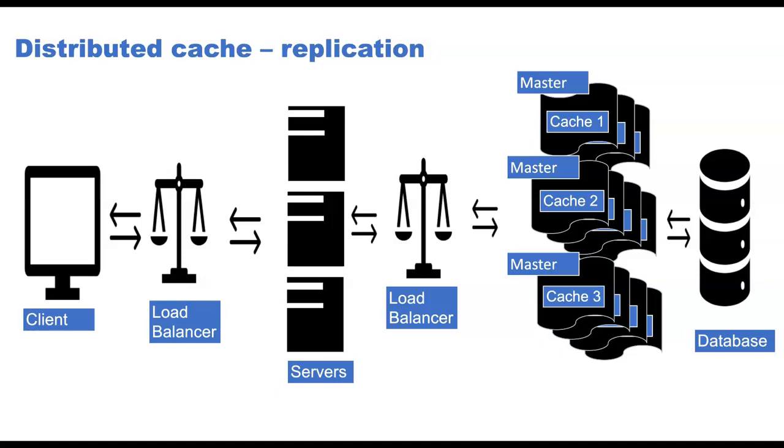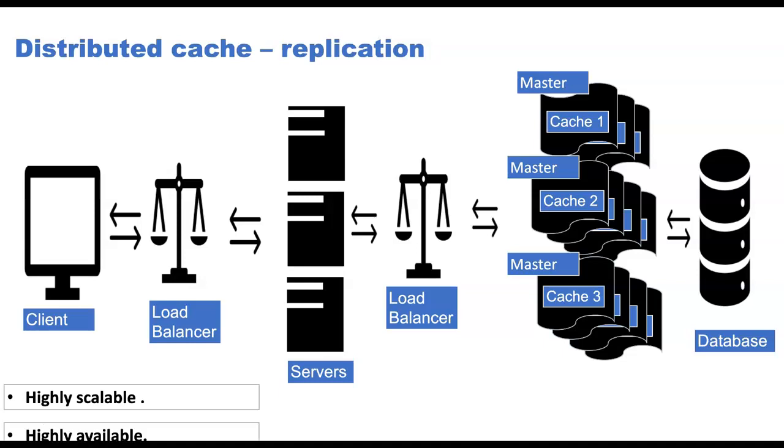And also, whenever there is a failure in the master cache service, the slave services will automatically elect a new master service, and that newly elected master service will serve the requests. So in that way, we can build highly scalable applications using the distributed cache with replication strategy, and also highly available mission critical applications.